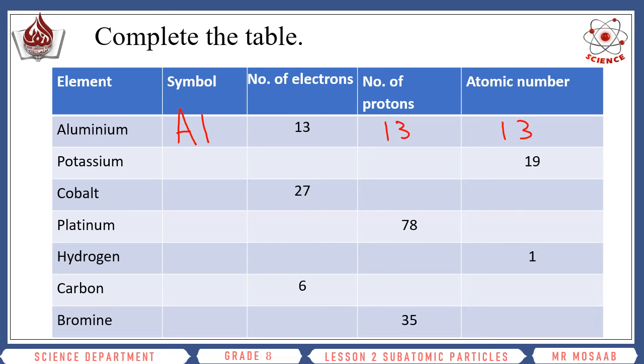Potassium. Potassium is K capital. Its symbol is K capital. If the atomic number is 19, it will be the same for all.